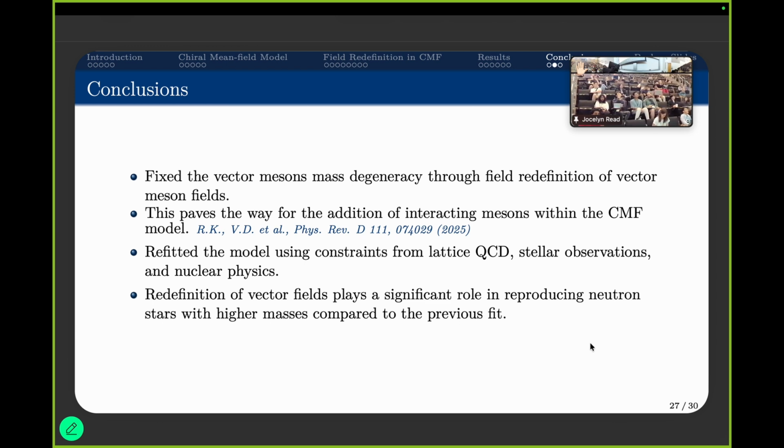The mass of the pseudoscalar or vector meson doesn't change with the medium, but in actuality they should. So we used that paper's calculation in some other paper, and we got the equation of state for finite temperature and finite mu_B. In this research work, we refitted our model using constraints from lattice QCD, stellar observations like neutron stars, as well as low energy nuclear physics. And we understood that the redefinition of vector fields plays a significant role in reproducing neutron stars with higher mass as compared to the previous fit.